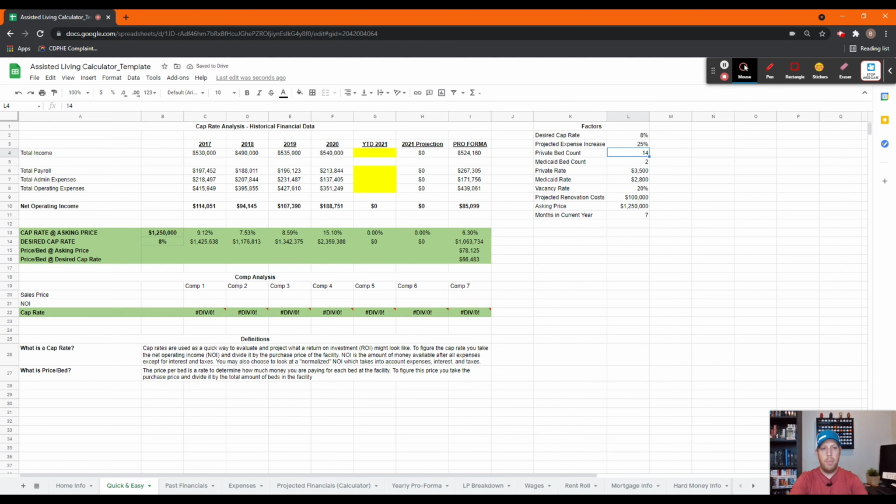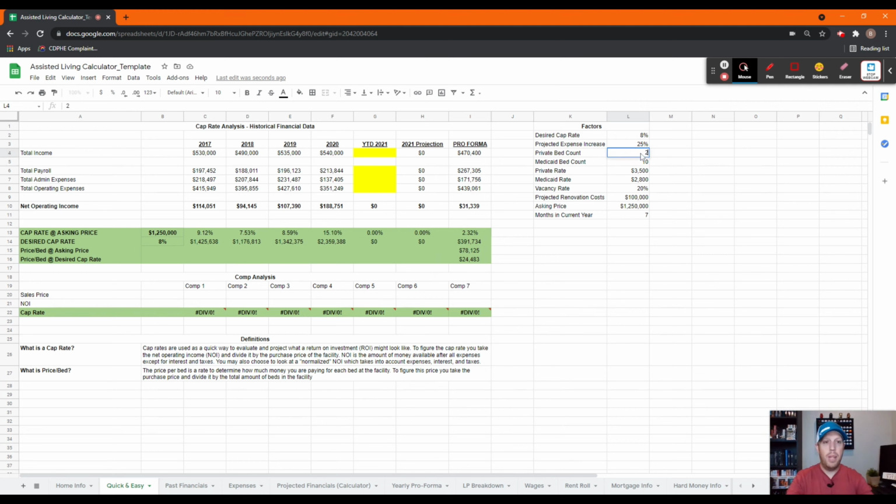This is your private bed and your Medicaid bed count. So, maybe you're looking at a facility that's, let's say it's a 10 bed facility. It's got 2 private rooms and it's got 8 Medicaid rooms. And you can see when I adjust that, it doesn't look right. Let's say maybe there are actually 4 private beds and there are 10 Medicaid beds. Let's adjust this and say that it's 6 private beds and 10 Medicaid beds. So at least we're getting a positive NOI. That's what I was shooting for right there. Not great numbers, it's not good, but it gives you an idea.